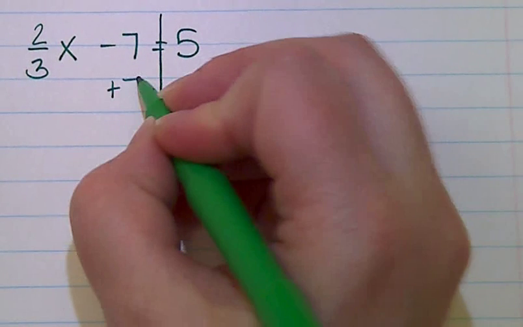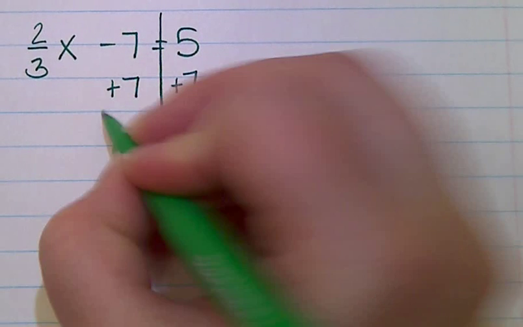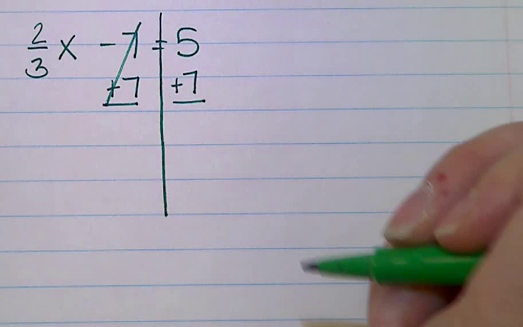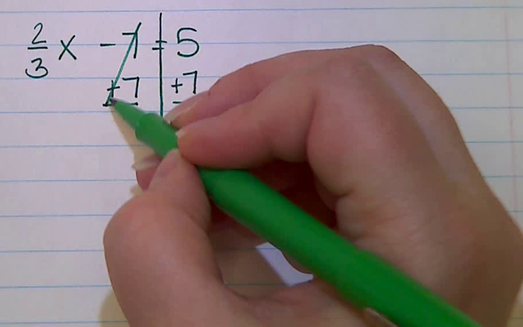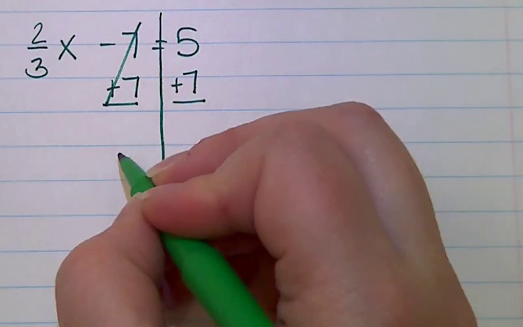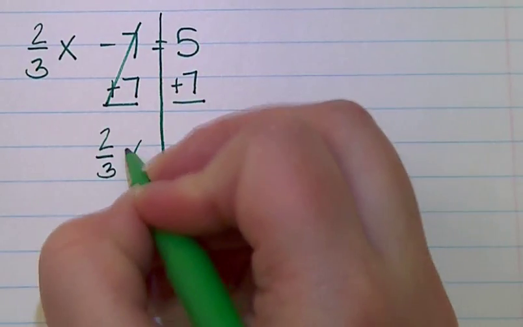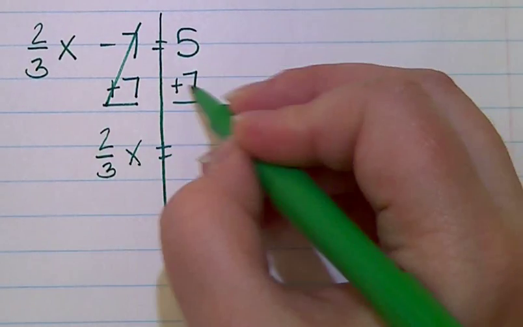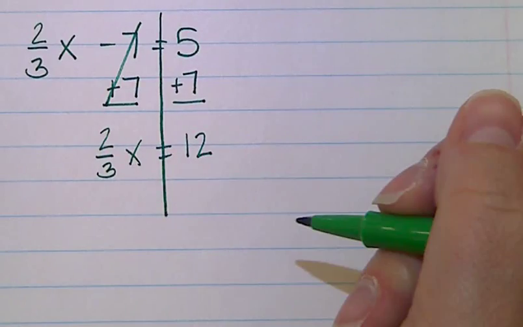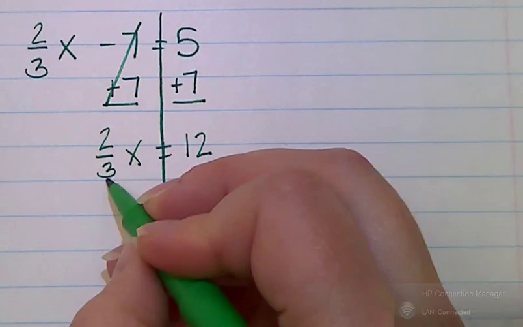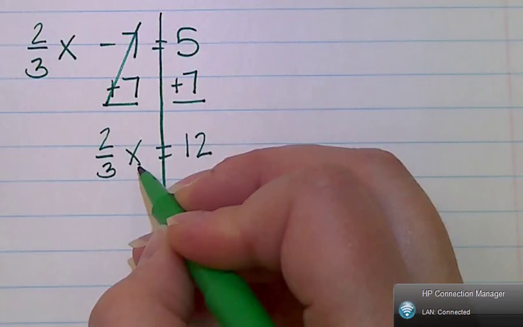The opposite of -7 is +7. And whatever I do to one side, I have to do to the other. There's my 0, so those cancel out, leaving me with 2/3 x is equal to 5 plus 7, which is 12. Okay? Time to separate my best friend and my variable.